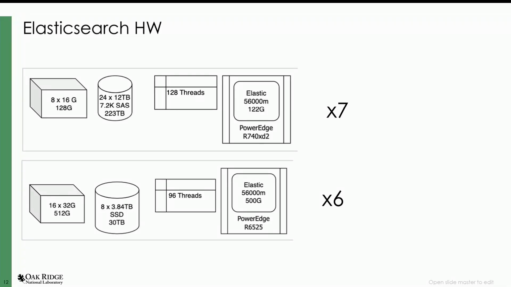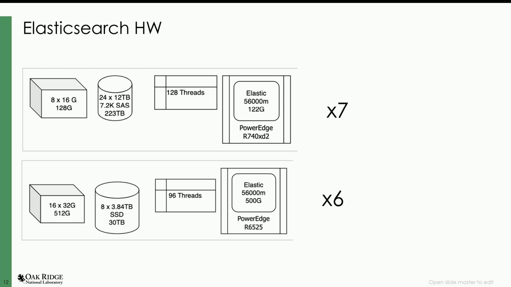Okay, the other thing that we have is Elasticsearch. We have 13 nodes dedicated to Elasticsearch. 7 of them are the cold nodes, and 6 of them are the hot nodes. The hot nodes are using SSDs because they need to keep the data closer and hotter. The others are using SAS.